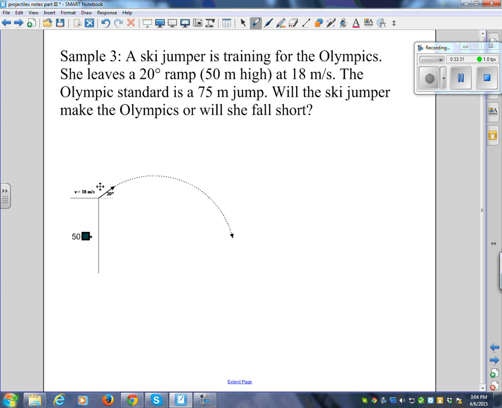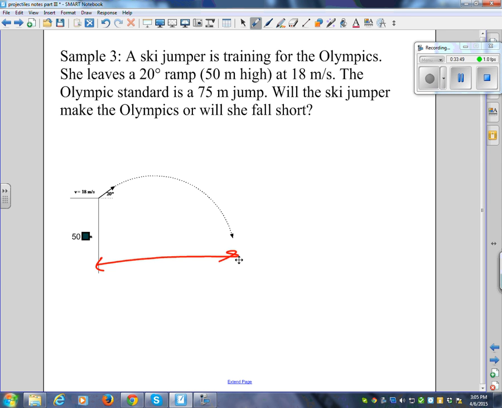The ramp is 50 meters high, and the Olympic standard is 75 meters. Now, it's sort of a crazy kind of thing. You know how the ski jump, you land on a hill, right? They don't have you land on the flat. That'd be a little dangerous. But we're going to make it easy.